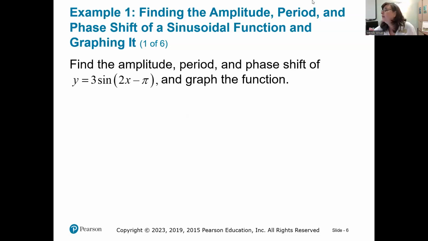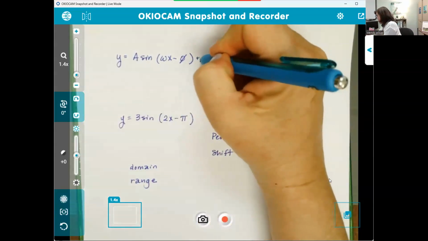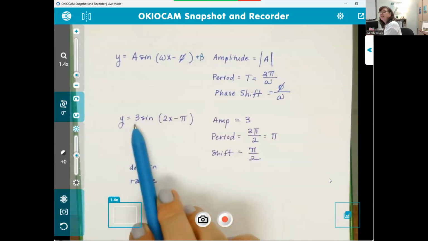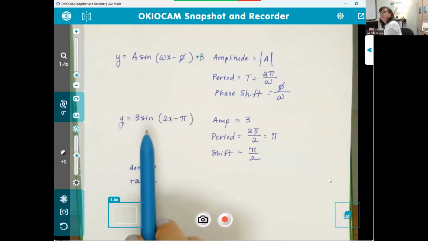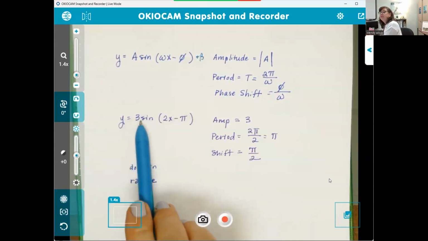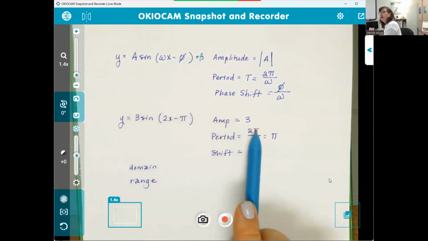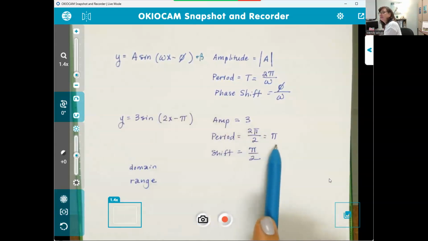All right, so let's switch over to my stuff that I've already worked out. Here's our basic model. We could put the plus B out here, which is going to be moving up or down the y-axis. But our first one is not moving up or down the y-axis, no B value out here. But we are stretching it to an amplitude of 3. Our period is going to be 2 pi divided by the omega 2, so 2 pi over 2. Now we have a period of pi.